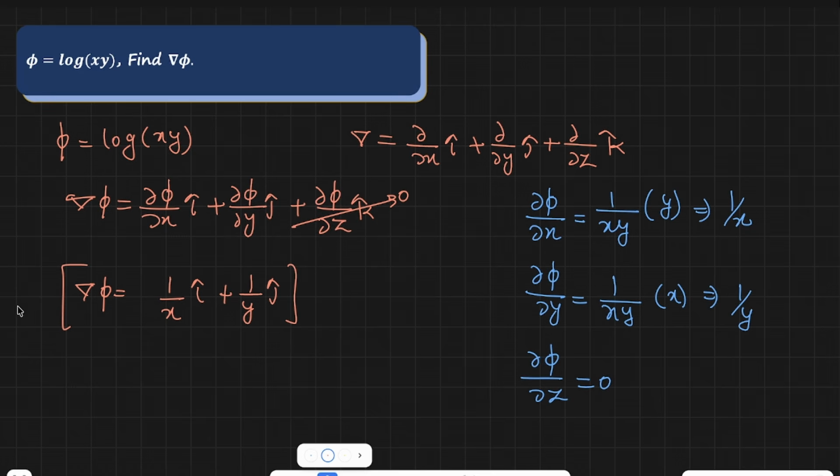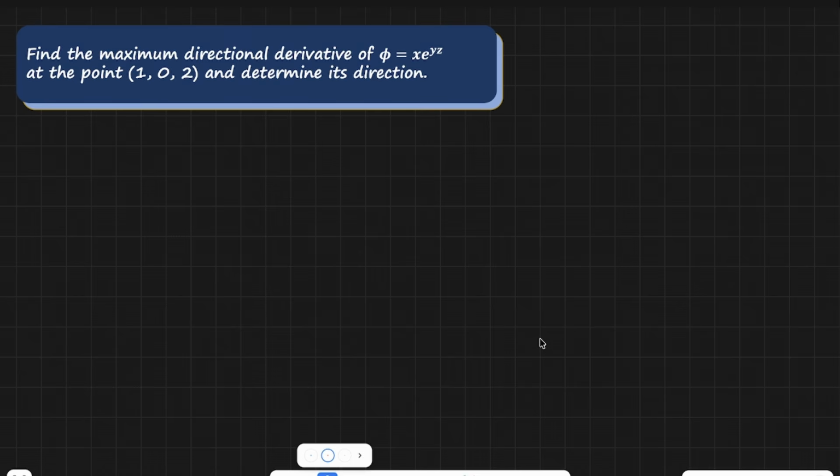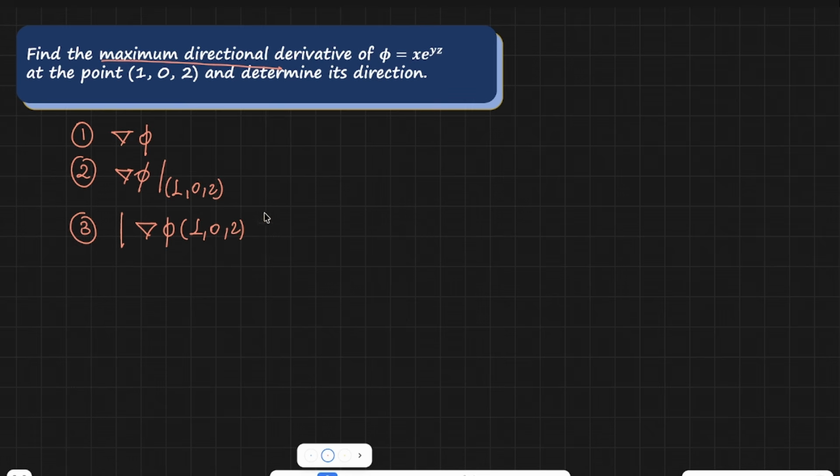Okay, now come to the point, that is basically find the maximum directional derivative of this. So how to find the maximum directional derivative? Maximum directional derivative means that you have to find the gradient of phi. First you have to find the gradient of phi, then find the gradient of phi at this point 1 comma 0 comma 2, and then find the magnitude of it at this point. So this is the particular step.